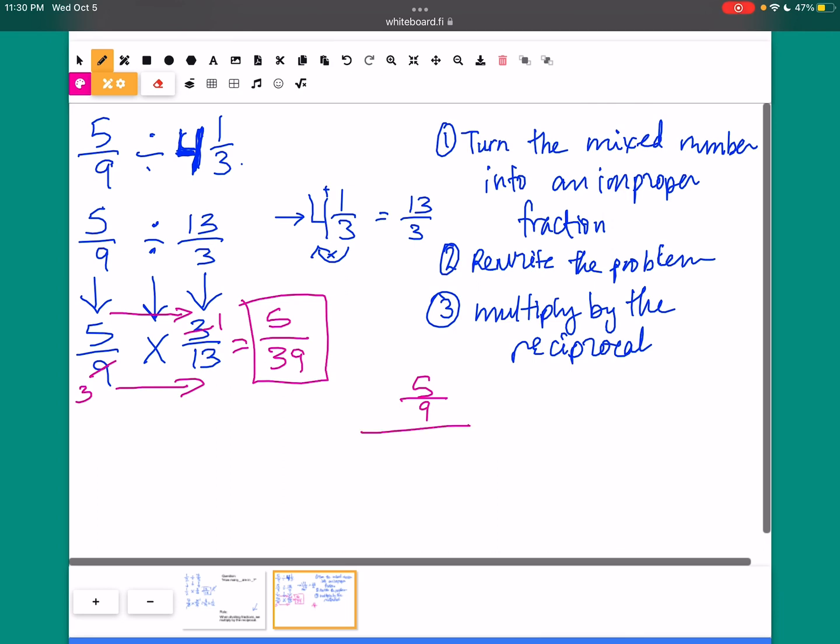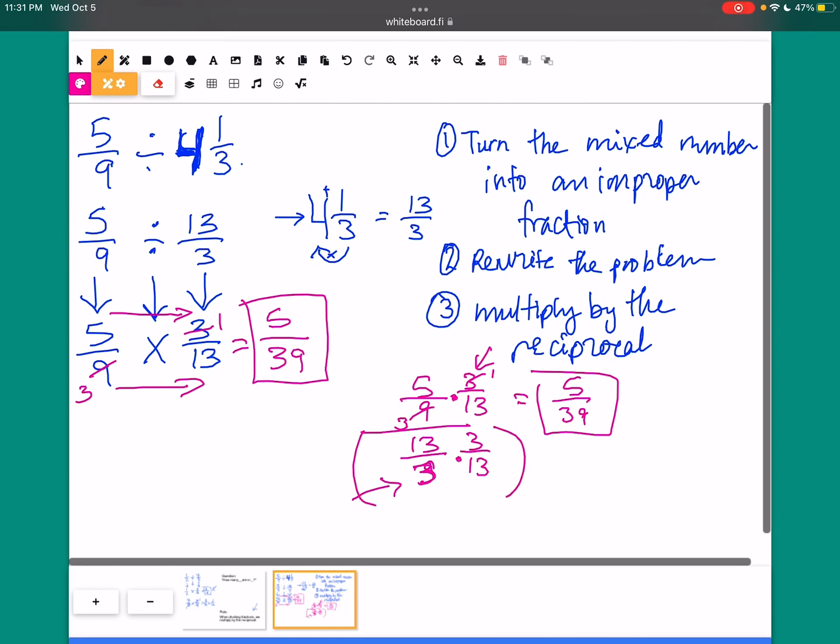It's 5/9 divided by 13 thirds. And we want to get rid of this complex fraction by multiplying by the reciprocal. And because we do it on the denominator, we have to do the same thing on the numerator, multiply by that reciprocal, so as not to change the value of the final answer. Okay, so here we can simplify like we did. It becomes the same problem. 5/39. It's just a matter of getting rid of this complicated denominator. That's where it all comes from. And you always show your answer in simplest form.